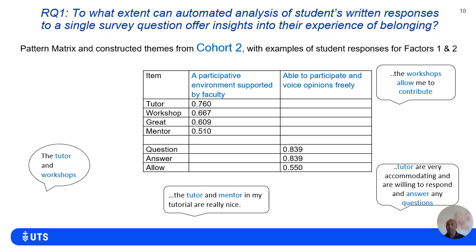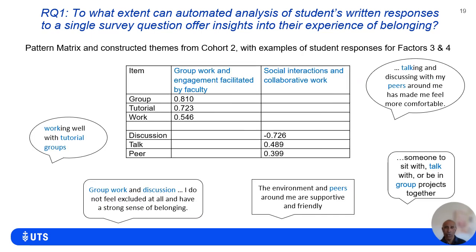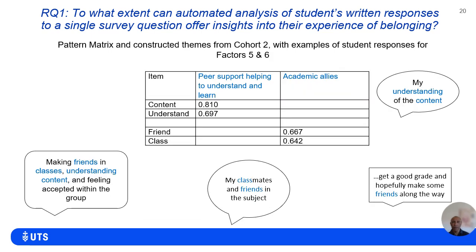In the interest of time, I'm not going to go through each and every factor of the themes that emerged, but further information is available in the published LAK24 paper. Factors 3 and 4 for cohort 2, with some of the emergent themes and phrases and sentences where these words appeared. Factors 5 and 6 for cohort 2, the emergent themes and examples where these words appeared in the student responses to the single focal question.